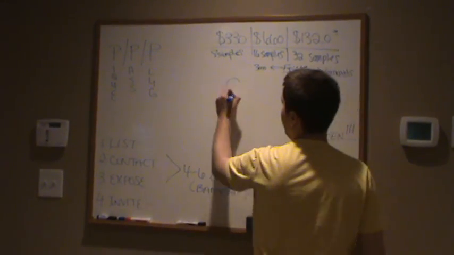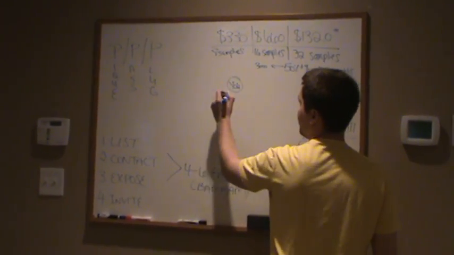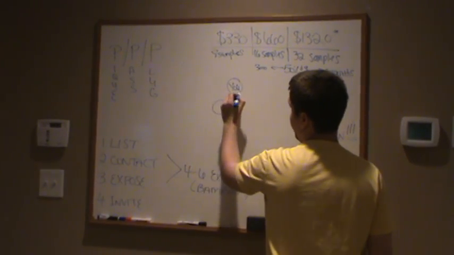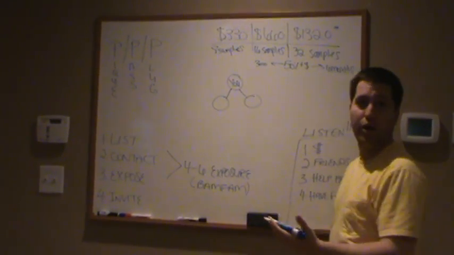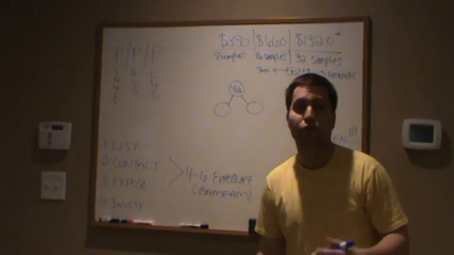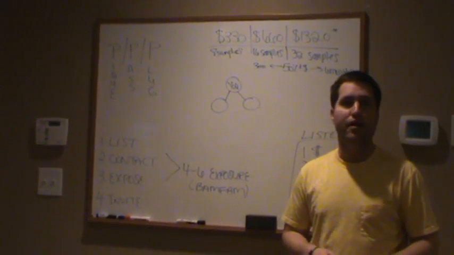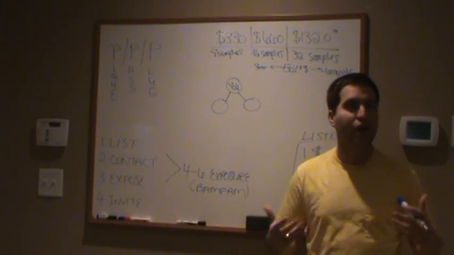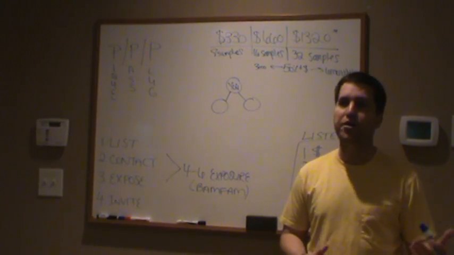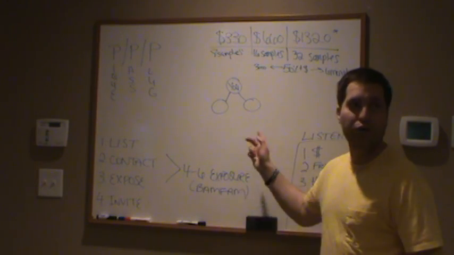So in this example, we'll say here's you. One of the first, well, the first thing we want to help you do is enroll 2 people, and the reason is because that unlocks the compensation plan. It will make you what's called qualified. Now you're qualified to earn commissions, right? So we want to help you enroll 2 people ASAP.